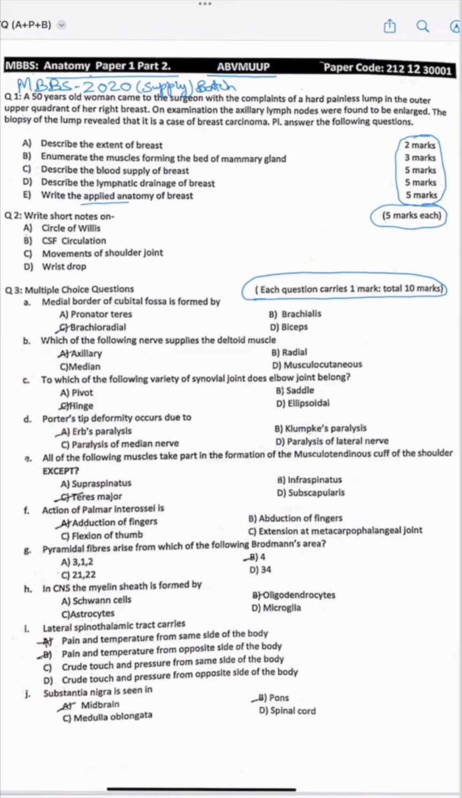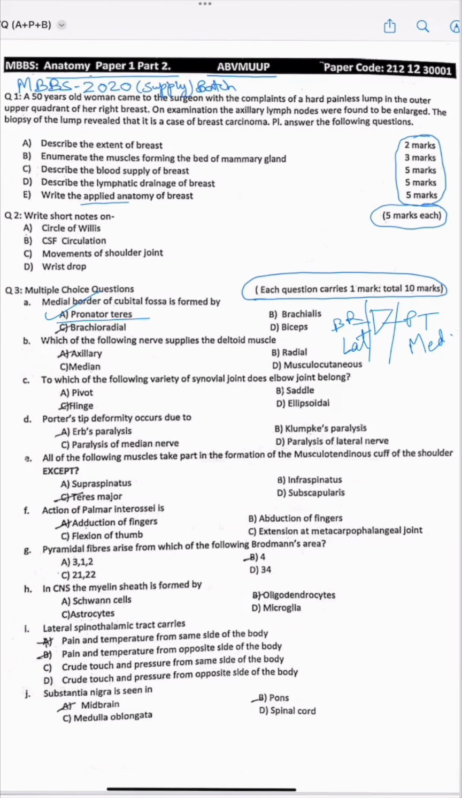So the choices here are pronator teres, brachialis, brachioradialis, biceps. I believe you all must be knowing that the medial border of the cubital fossa is formed by pronator teres. Answer is A. If you talk about the right forearm, in the right forearm this will be like this. Brachioradialis forms the lateral boundary, pronator teres forms the medial boundary, and the base of the triangle is formed by the transverse crease of the elbow. This is medial and this is lateral.